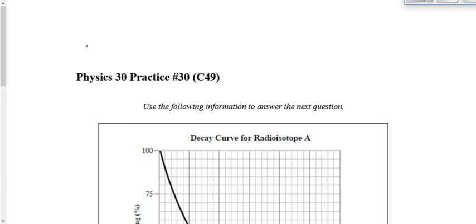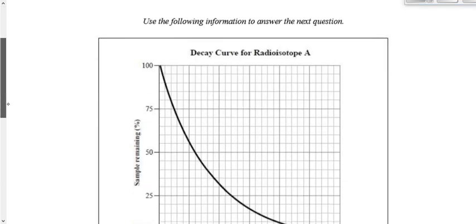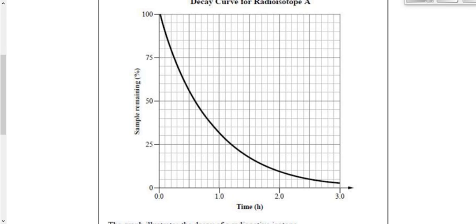Let's follow that up with practice question set number 30 here. We start off with a decay curve. In all likelihood, we're going to see a decay curve on our unit test next week, and in all likelihood, we're going to see one on our diploma exam as well.